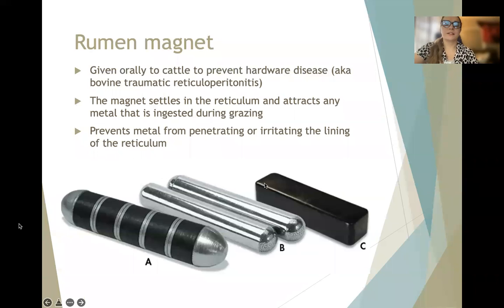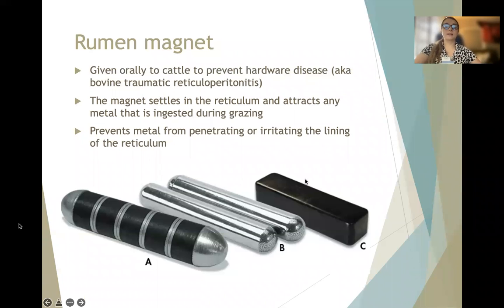This is just a few different examples of what the magnet can look like. And we are going to give this magnet to our patient, and the magnet will actually settle in the reticulum. And that's just one of the sections of that rumen stomach. And so while the patient is eating food, if they do ingest any metal, it's actually going to attract this magnet, stick to the magnet, and it's going to prevent the metal from penetrating and irritating the lining of the reticulum and going any further in that digestion process.